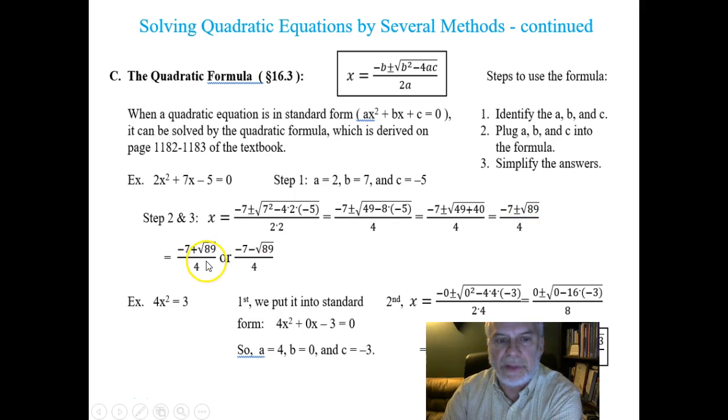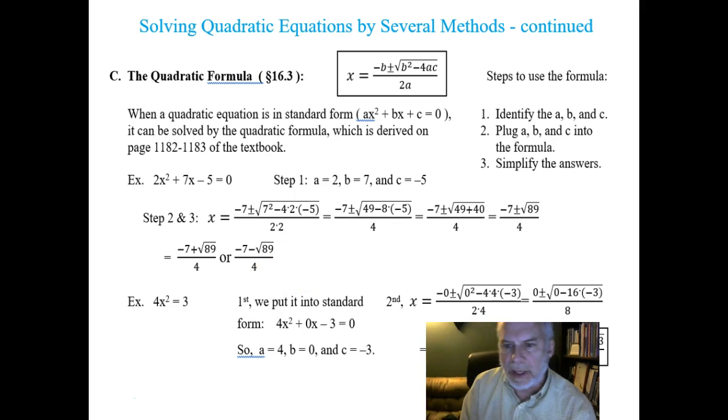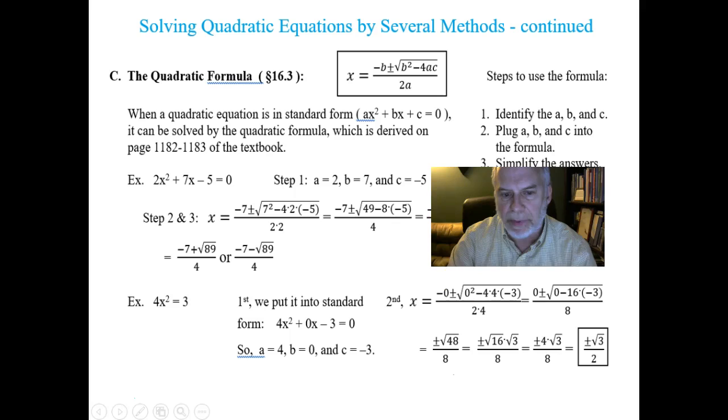Now that's two answers. That's -7 plus the square root of 89 over 4, and -7 minus the square root of 89 over 4. So those are your two answers to the quadratic equation, using the quadratic formula. Let's look at another example.